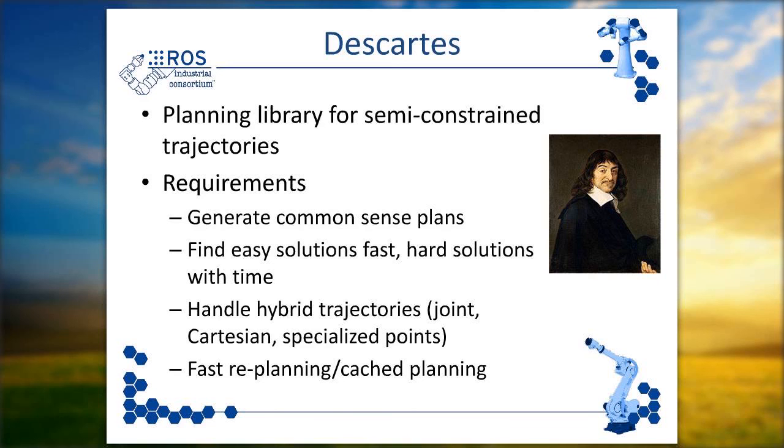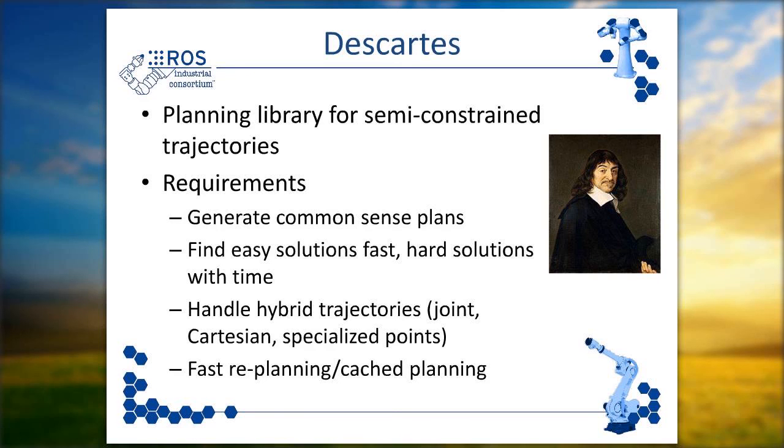We also had a requirement that we be able to find easy solutions fast, but also be able to find hard solutions given enough time. So our methods and our planners had to scale to the complexity of the problem. We also had to handle hybrid trajectories, so trajectories that include joint waypoints, Cartesian waypoints, and even specialized waypoints that may be specific to a process like painting or grinding or welding.